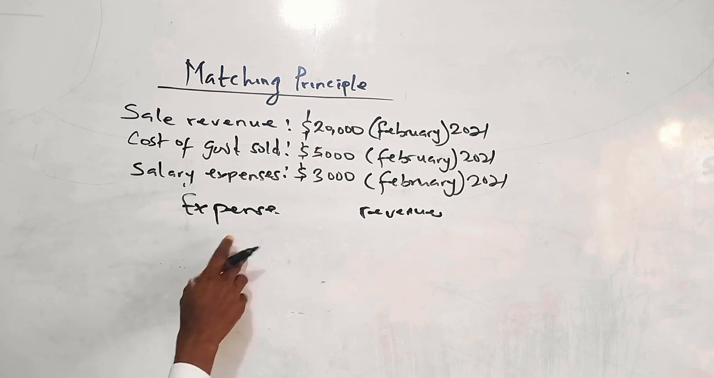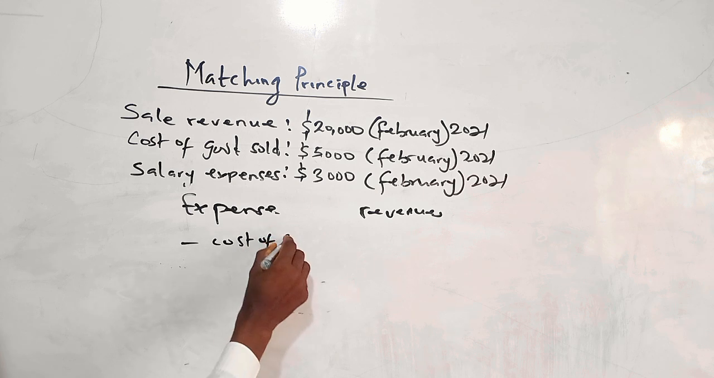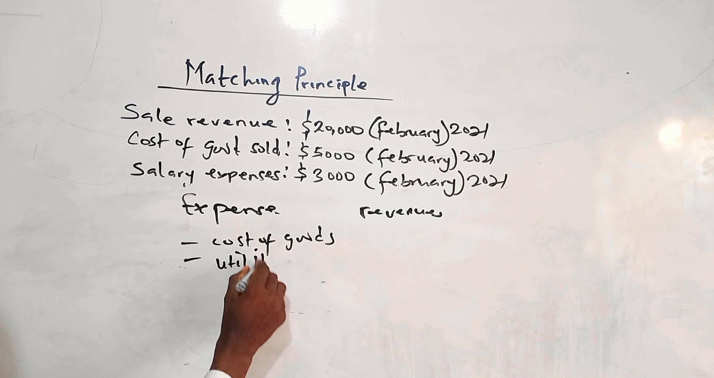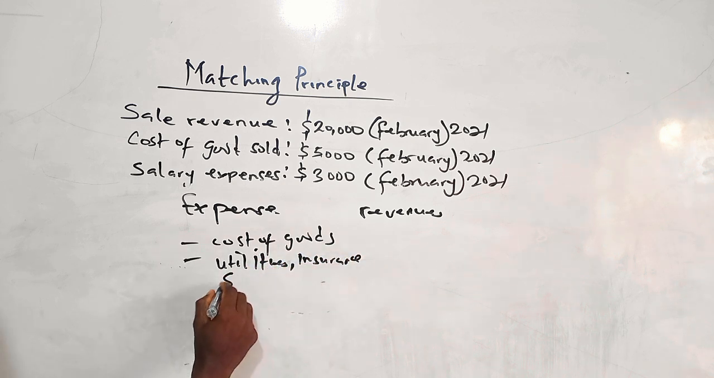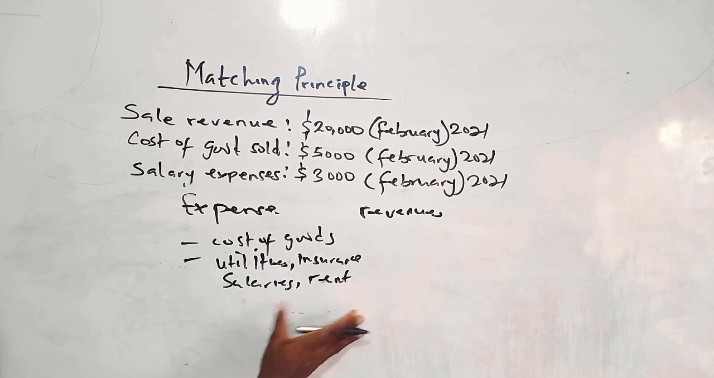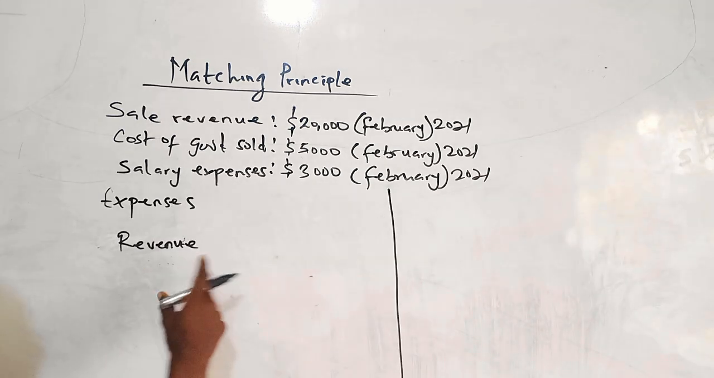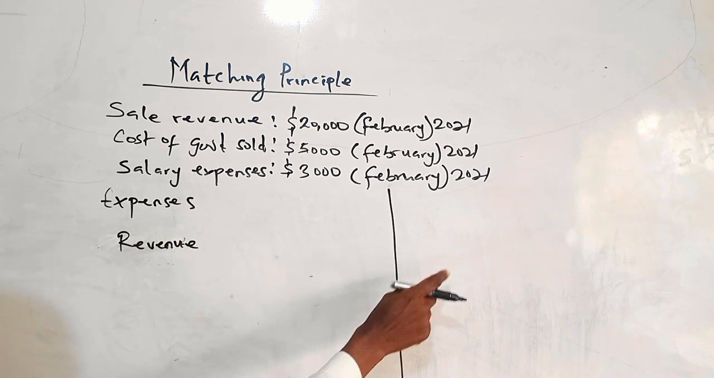So what are the expenses that can be matched? We have costs like cost of goods sold. Okay, all these are expenses that can be matched. We have utilities, insurance, for example. We have salaries, we have rent, etc. So all these are expenses that can be matched with the revenue they generate. A company should match their expenses with the revenue that the expenses help to generate for that year.